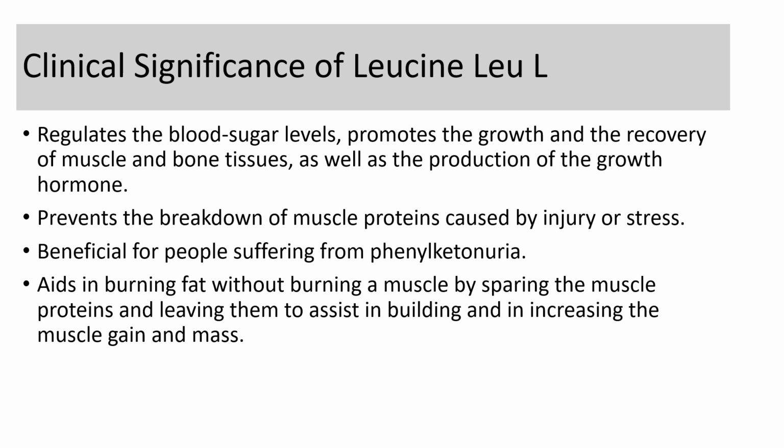Clinical significance of leucine: it regulates blood sugar levels and promotes the growth and recovery of muscle and bone tissues. Like I said, all the branched chain amino acids have a very strong impact on muscle building and muscle recovery. It prevents the breakdown of muscle proteins caused by injury or stress. Beneficial for people suffering from ketonuria, very important. So lack of it can cause phenylketonuria. Aids in burning fat without burning muscle by sparing the muscle proteins, assisting in building and increasing muscle gain and mass. All right, so leucine is very important.